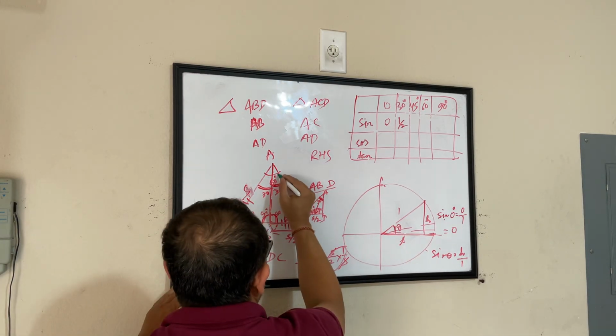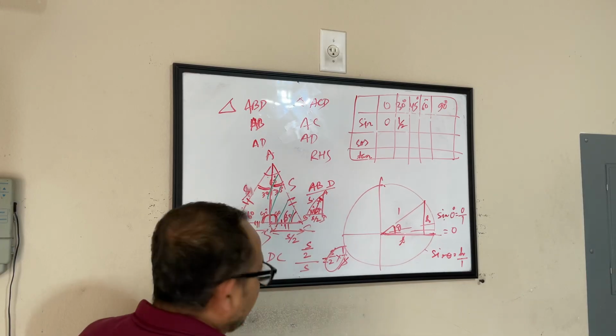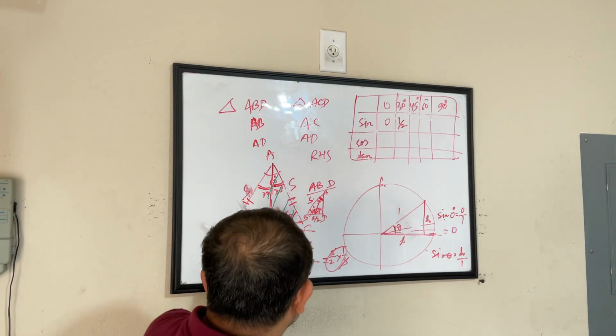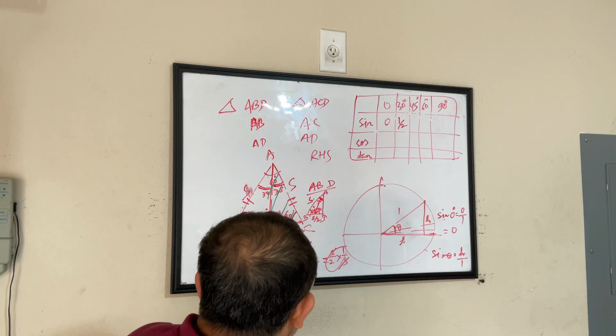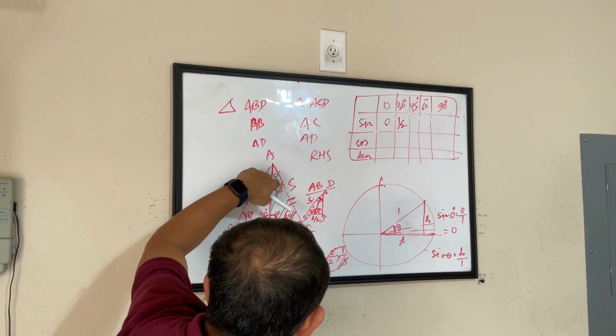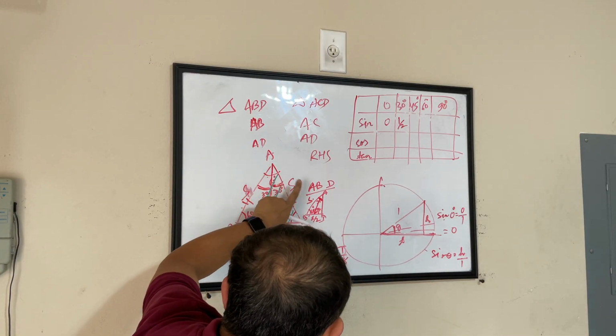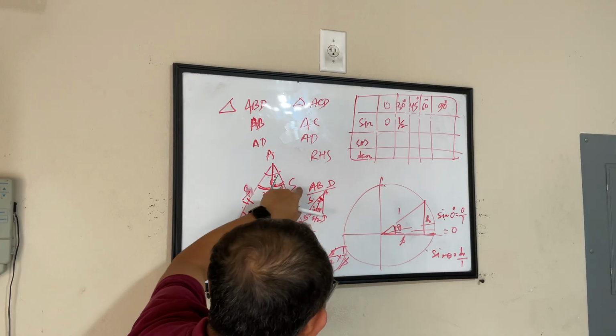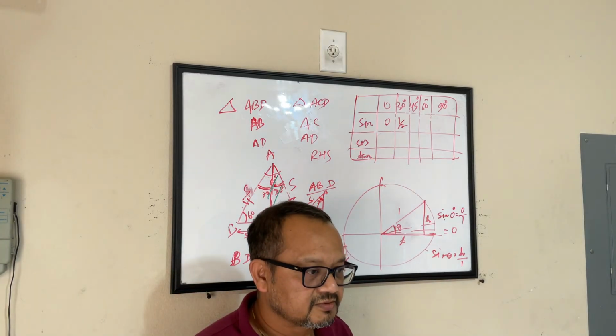So taking only this, if I just take this green triangle here and visualize this as a right angle triangle, this angle is 30, this is 60, this is 90. If I try finding sine 30 degree, sine 30 is the side opposite to that divided by hypotenuse. So S by 2 divided by S gives me 1 by 2.